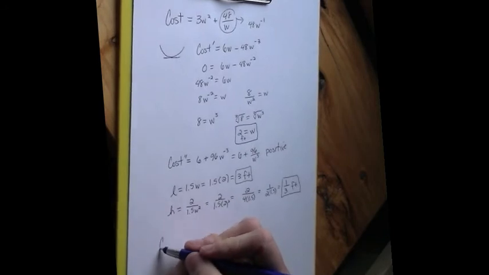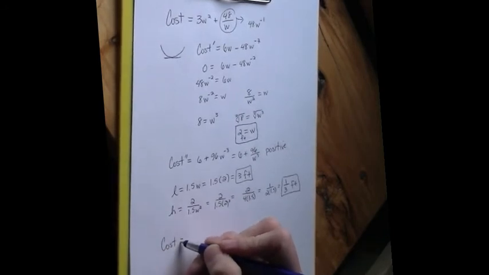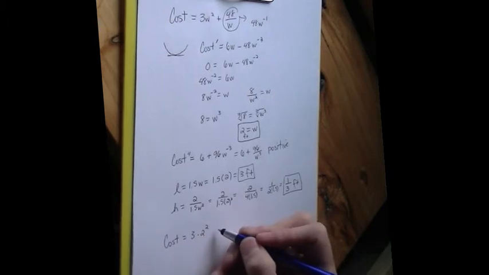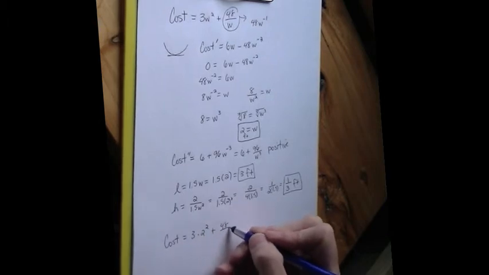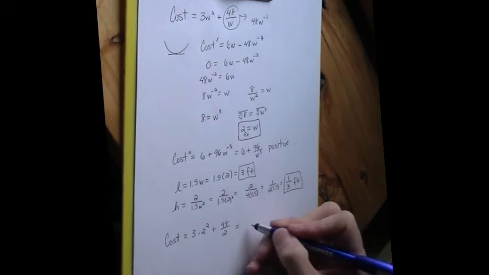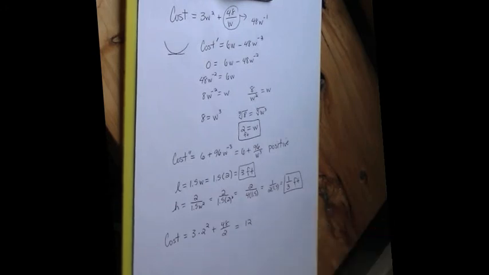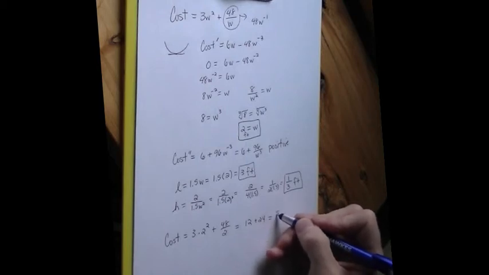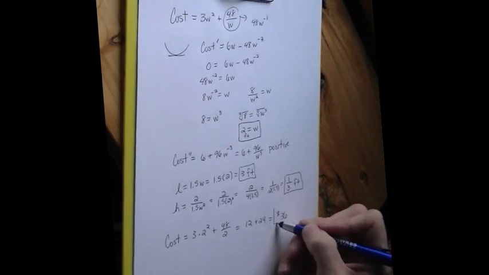My cost, which will be my lowest cost, will be 3 times 2 squared plus 48 divided by 2. 3 times 2 squared is 12. And 48 divided by 2 is 24, giving me a minimum cost of $36.